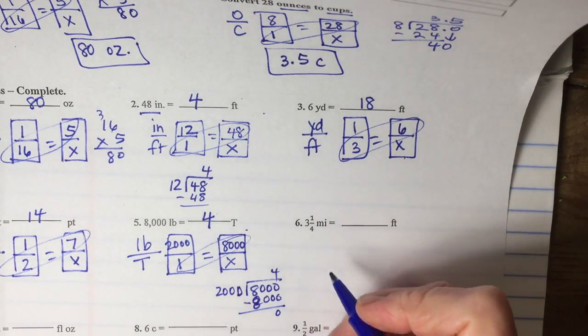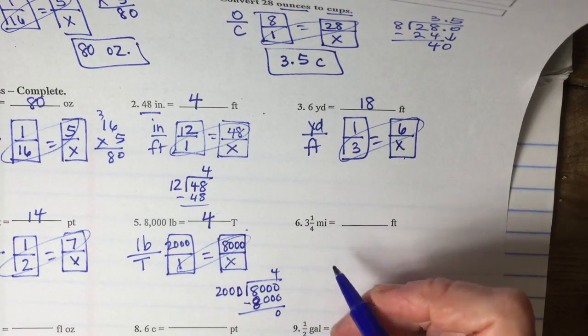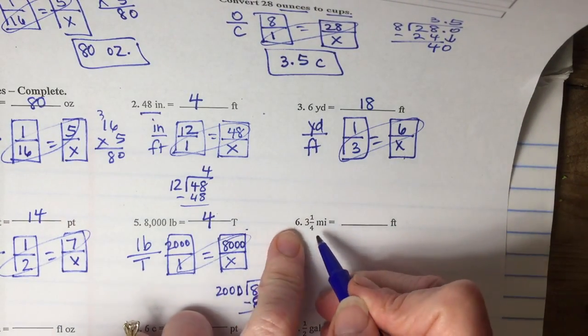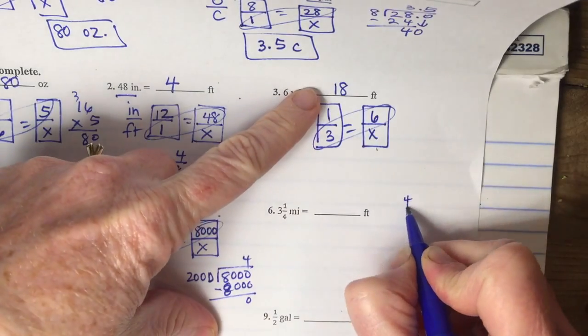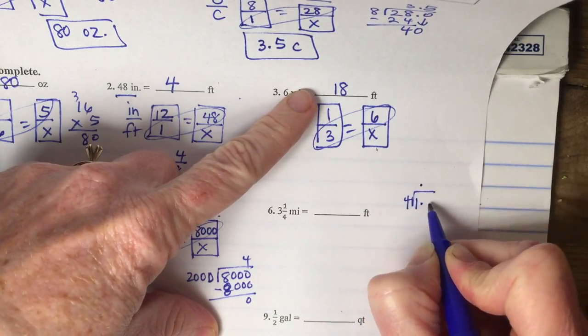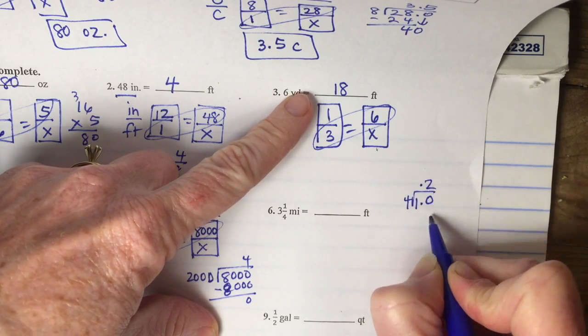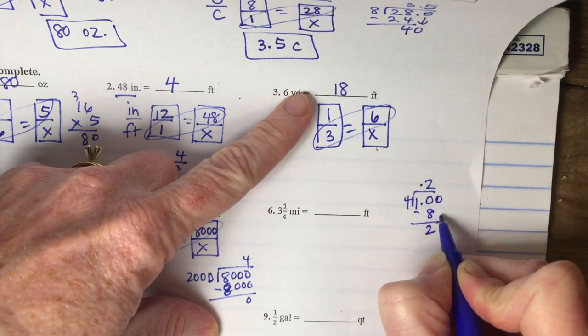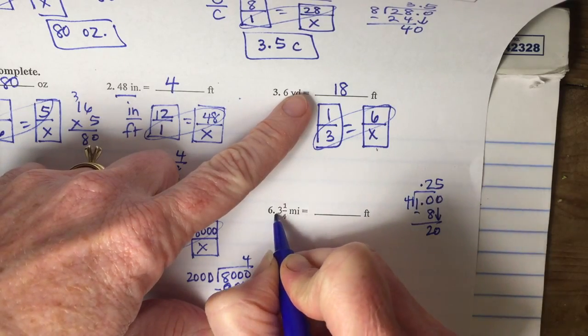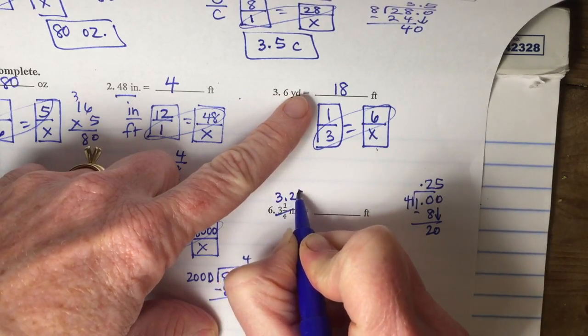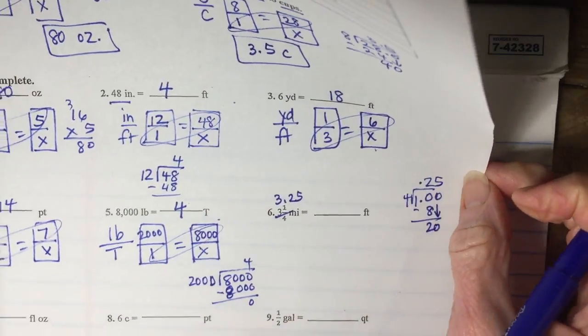All right, this one, number 6, 3 1/4. Before I can convert this one, I kind of need to change this to a decimal. So I'm going to divide 4 into 1. It won't go. I'm going to add my decimal and a 0. 4 going into 10 2 times. Subtract, I get 2. Bring down another 0. 4 going into 20 5 times. So this is really, I'm going to rewrite this as 3.25 because that's just easier to multiply by.